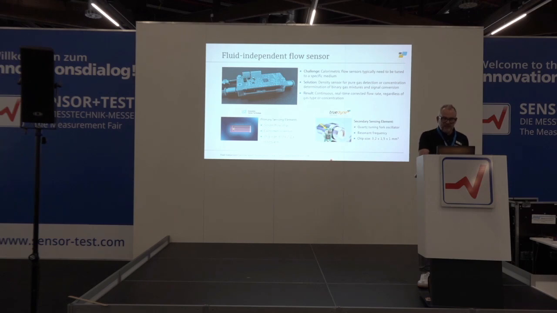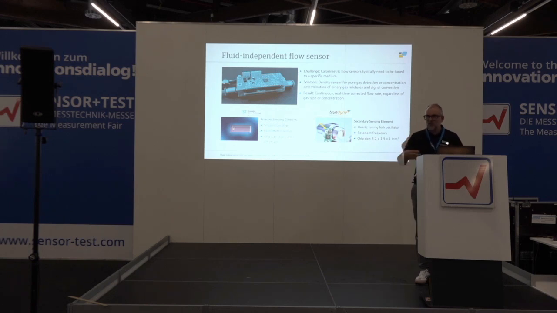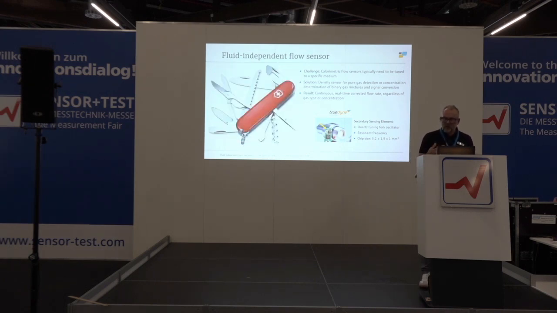So the primary sensing element is a silicon gas flow chip from IST, and the secondary sensing element, the density, is a quartz tuning fork, typically used in watches. So we are a Swiss company, we use a Swatch tuning fork. Open the cave and let the gas be in contact with the resonator, so we can measure the density. So it's somehow like the Swiss Army knife. It's multiple options in one tool. So we combine multiple functions in one tool.